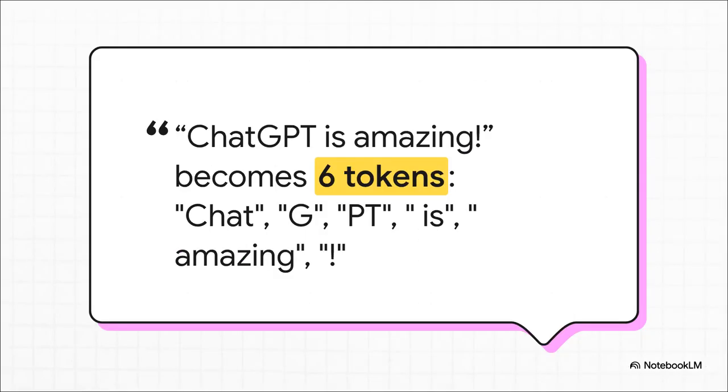Let's break down a real example to see how this works. The sentence, "ChatGPT is amazing!", looks simple enough to us. But for an AI, it gets chopped up into 6 separate tokens. And look how weird it is. You've got chat, then G, then PT, all as their own pieces. Is gets a token, amazing gets a token, and yep, even the exclamation point is its own little Lego brick.